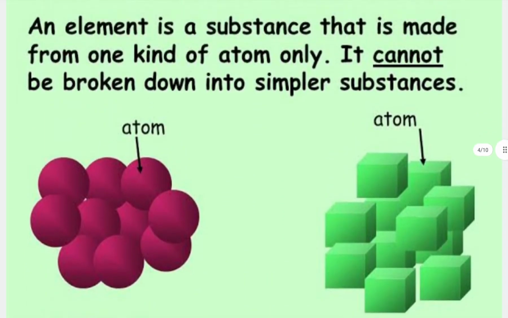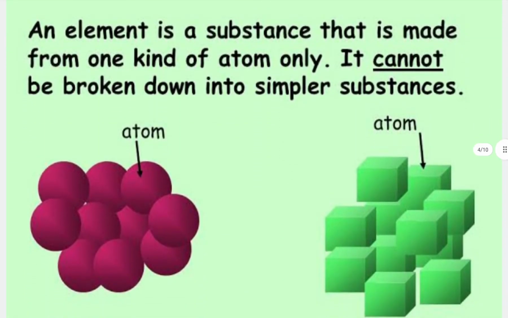So an element is a substance that is made up of one kind of atom and it cannot be broken down into simpler substances. What is an element? ഞാൻ റിപ്പീറ്റ് ചെയ്ത് പറയുന്നത് ഇത് ഇമ്പോർട്ടൻ്റ് ആണ് കെമിസ്ട്രിയിൽ, മനസ്സിലാവുണ്ടോ? സോ an element is a substance that is made up of one kind of atom only.